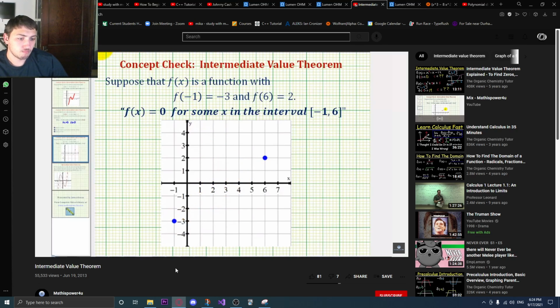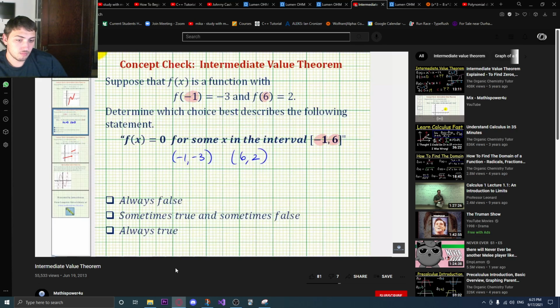And the answer is yes, it could. It might look something like this. We pass through this point here, have a break in the graph at 4, and then begin at 4 again above the x-axis, let's say here. Notice how we do have a function that passes through the given points based upon the given function values, but there is not an x value such that f of x equals 0. Which means in this case, our best choice would be, it could be sometimes true and sometimes false, based upon whether the function is continuous or not.